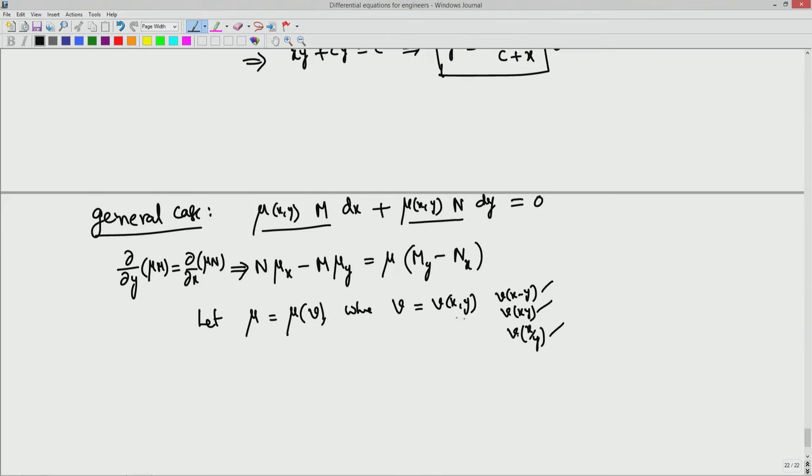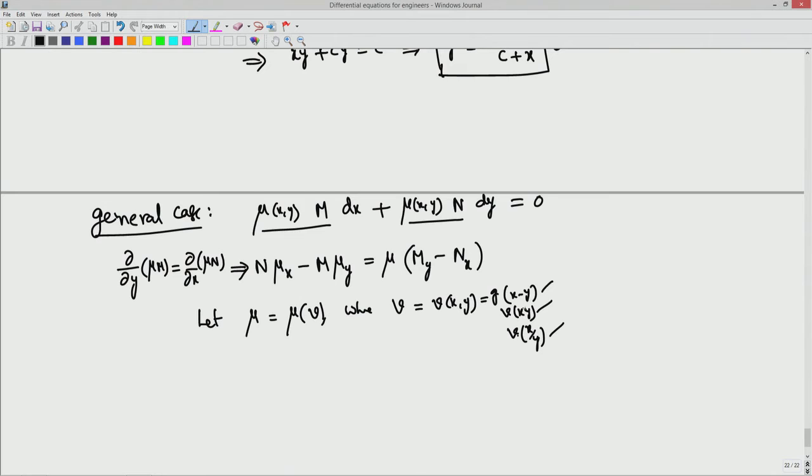Okay, so let us take it like this. If I choose mu of x, y as mu of v, where v is a function of x, y but of a specific form, maybe something like x minus y. Let us say some g of x, y. It should be v of x, y, where v of x, y is some function, let us say g of x minus y.